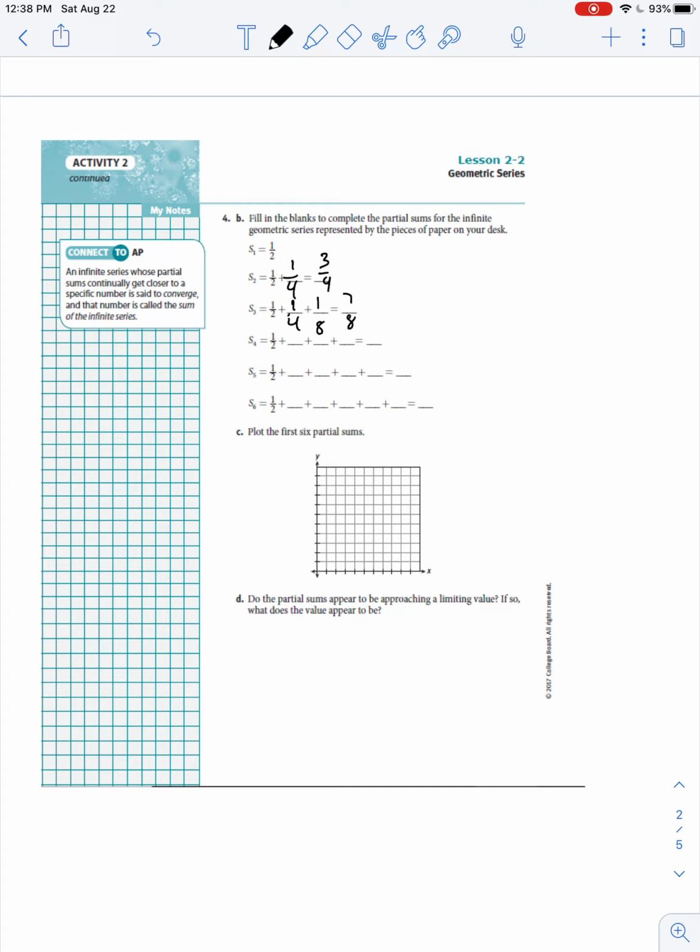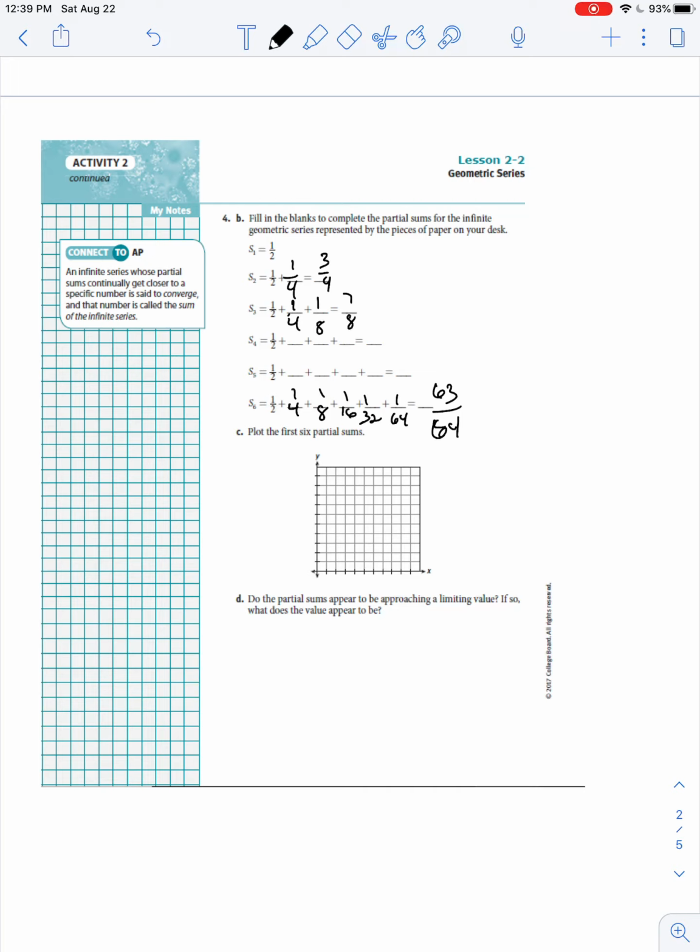We could keep doing this, but the fractions start getting bigger. Let's just fill in S sub 6. So that was going to be the 1/4 plus the 1/8, and then next we're adding the 1/16 of the paper, 1/32, and we just keep cutting the paper in half. So we're multiplying that ratio, and when you add all that together, you actually get 63 out of 64. So you're getting really, really close to 1, and that's what we call a limiting value. So the limiting value appears to be 1.